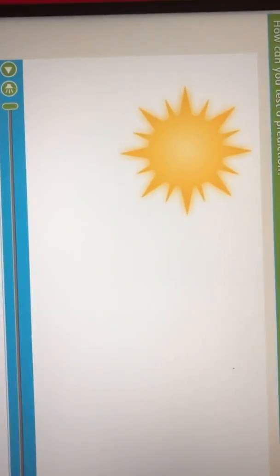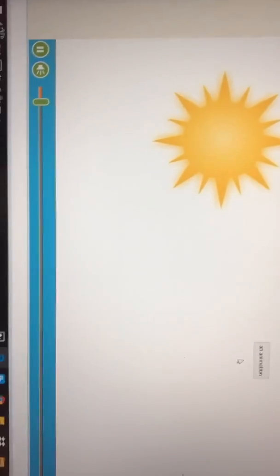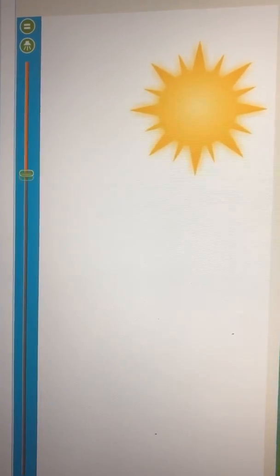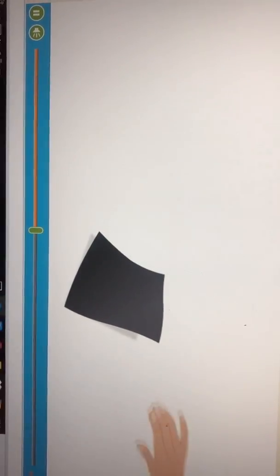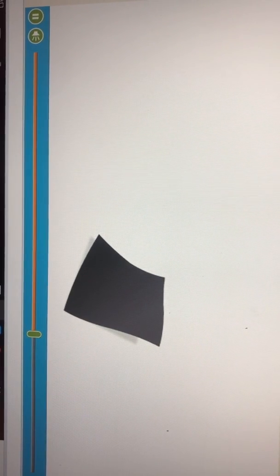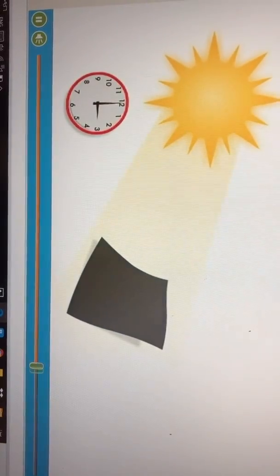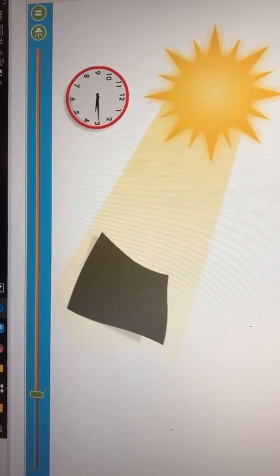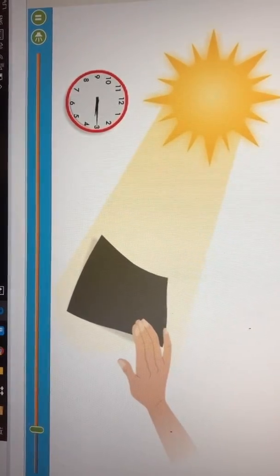How can you test a prediction? Think about the following question. Can sunlight warm an object? Answer the question as a scientist would. Observe a piece of paper. Does it feel warm or cool? The paper feels cool. Predict how the paper will feel after it has been in the sun. Test your prediction. Put the paper in sunlight and wait 15 minutes. Touch the paper again. It feels warm now.